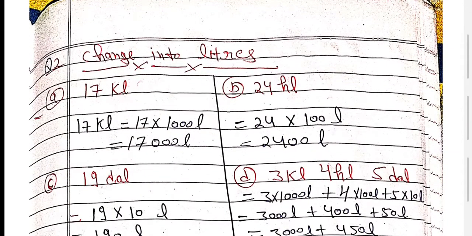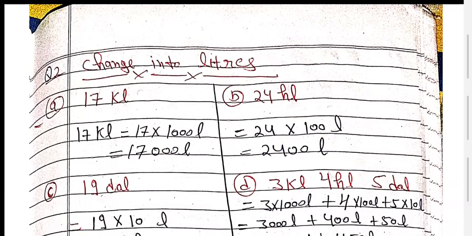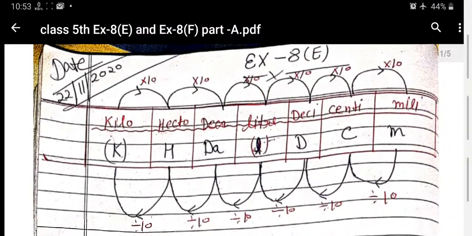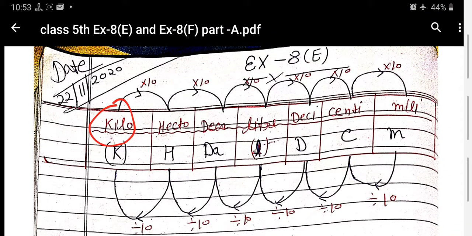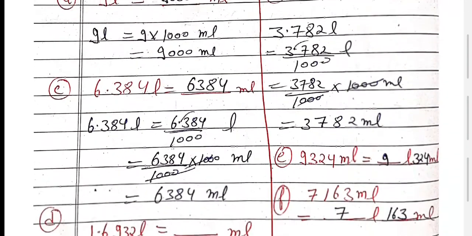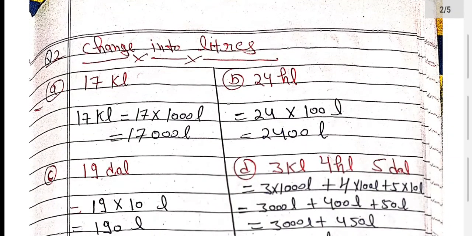Now come to the next question, change into liters. So the question is 17 kiloliter and you have to convert into what? Liter. So just look at the table first. You have to convert kiloliter into liter. Now you have to move this side one step, two step, three step. So you have to multiply by 10 three times, that is 1000. So you have to multiply by 1000, then kiloliter converts into what? Liter. When you multiply by 1000, what will it become? It becomes 17,000 liter.